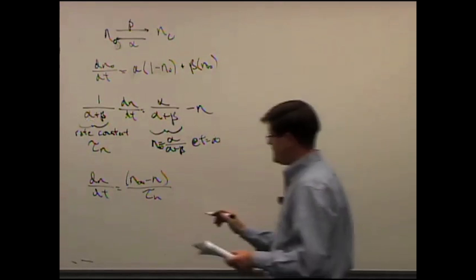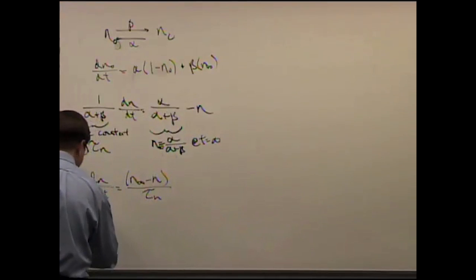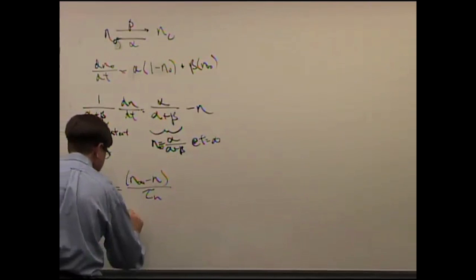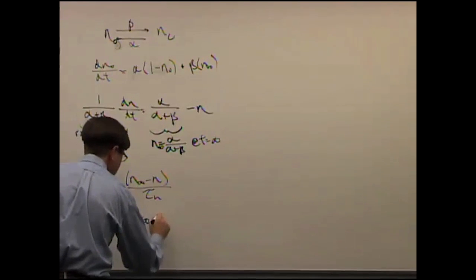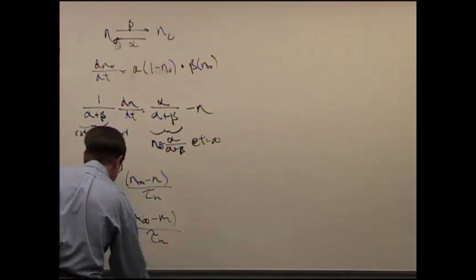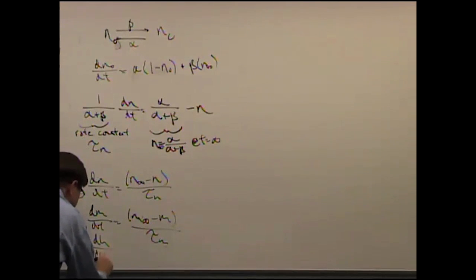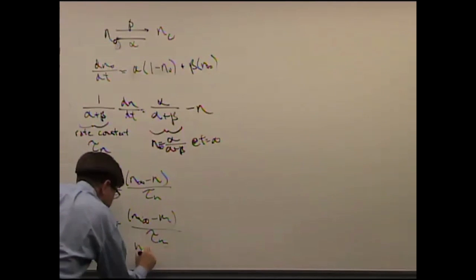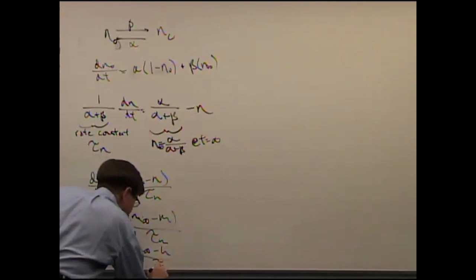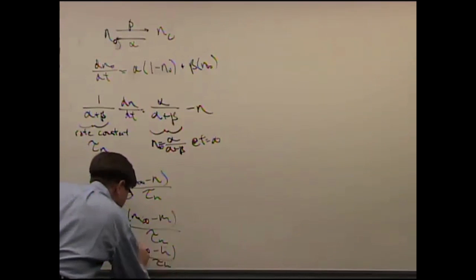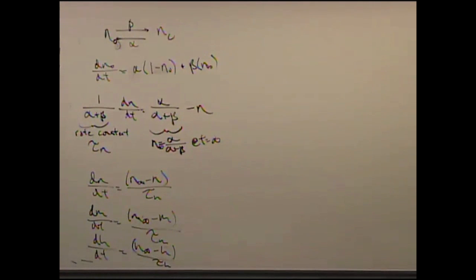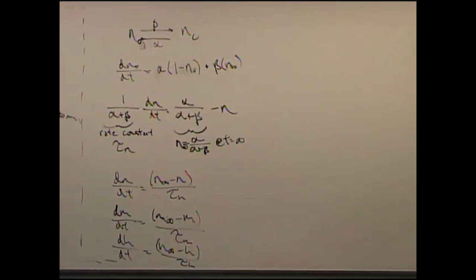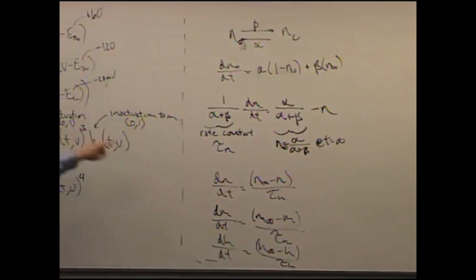We're going to have a dn dt. Very similarly, we're going to have a dm dt, which is equal to m infinity minus m over tau m, and we're going to have a dh dt equal to h infinity minus h over tau h. So when you put this dv dt, this dn dt, dm dt, dh dt together, that's the Hodgkin-Huxley equations. Those are the four ODEs that you use to simulate.